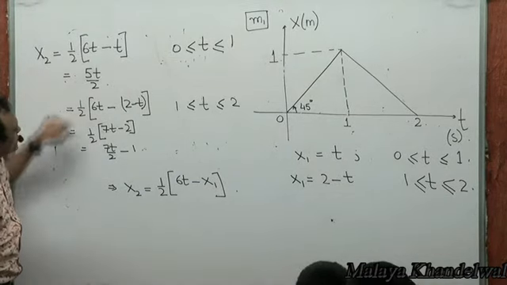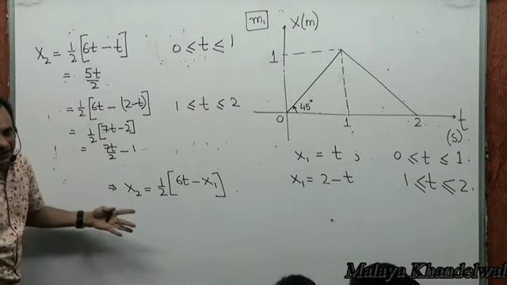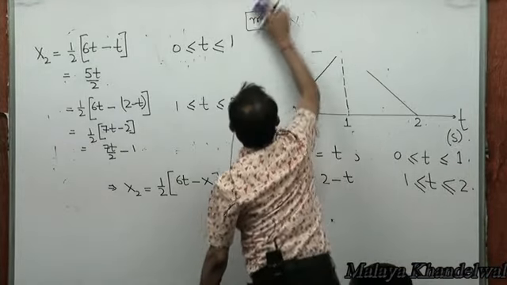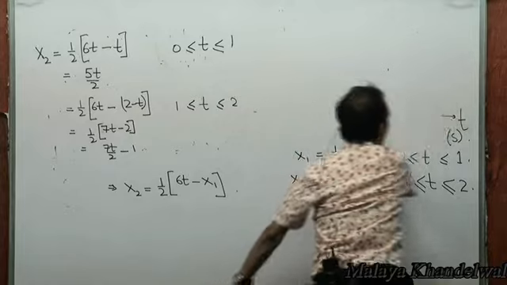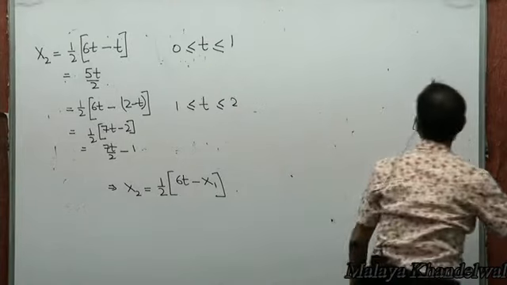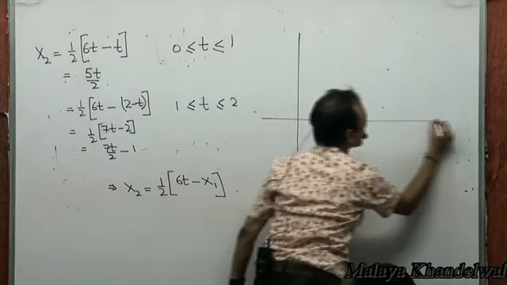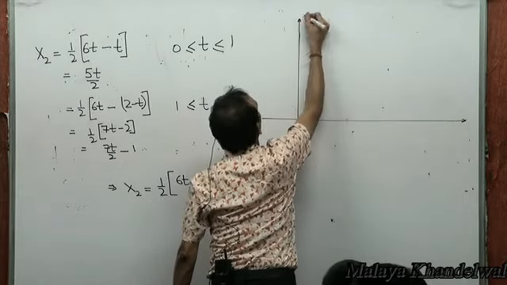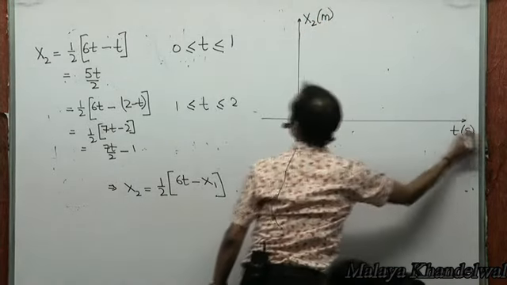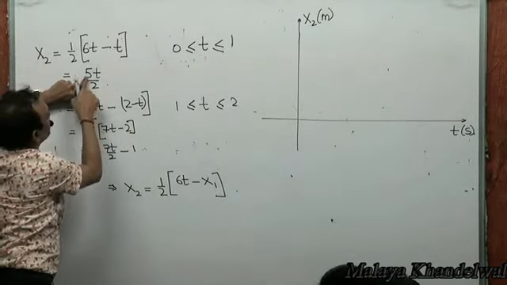Let me plot x2 versus time for both the regimes. Let me draw the graph. x2 versus t is also a straight line, as you can see, right? So let me draw the graph of x2 as a function of time. x2 in meters and t in seconds, right? For t between 0 and 1, x2 versus t is a straight line passing through the origin having a slope 5 by 2.